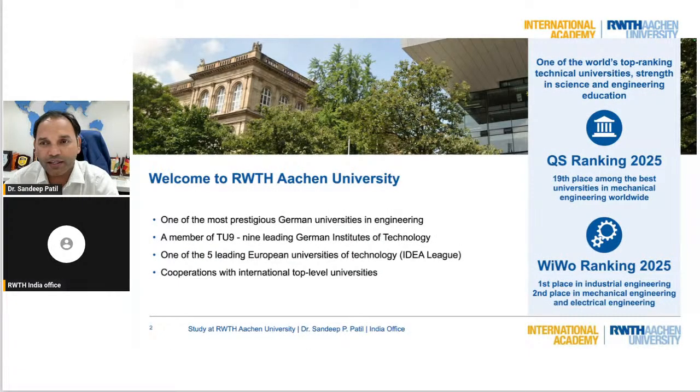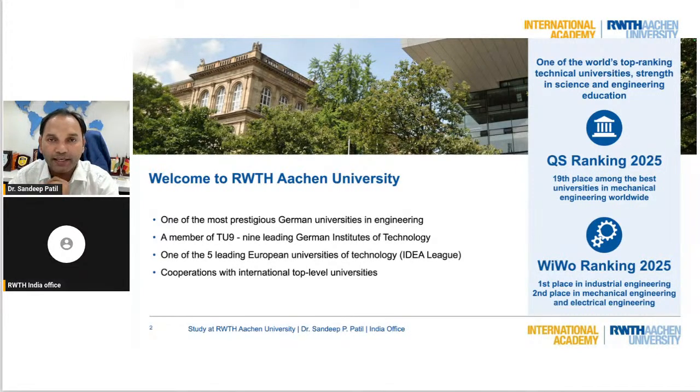If you look at the QS ranking for 2025, RWTH Aachen University is in 19th place for mechanical, manufacturing and aerospace, and its overall ranking is 99. That means we are talking about a technical university which is in the top 20 for mechanical and top 100 in the world overall. Another ranking agency ranks RWTH first in industrial engineering and second for mechanical and electrical engineering. It is also a part of TU9, the top 9 leading engineering technical institutions in Germany.